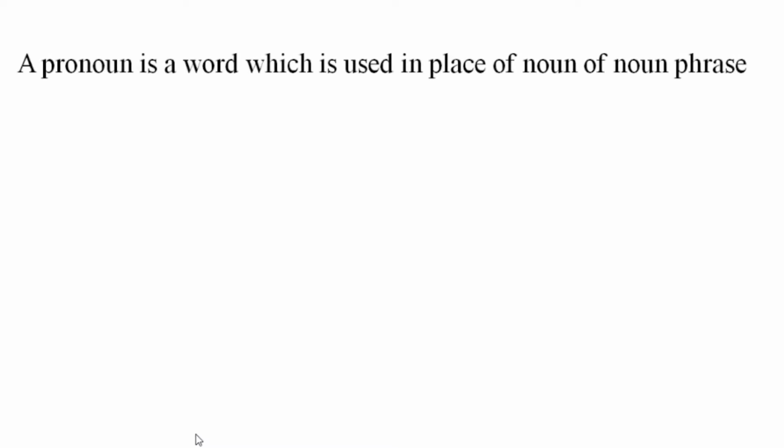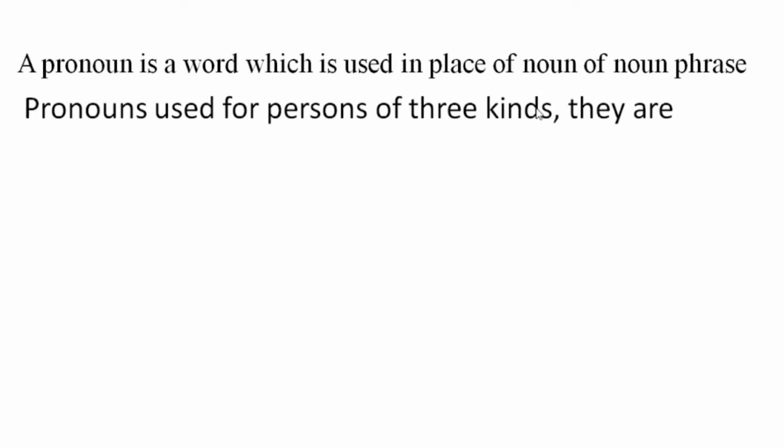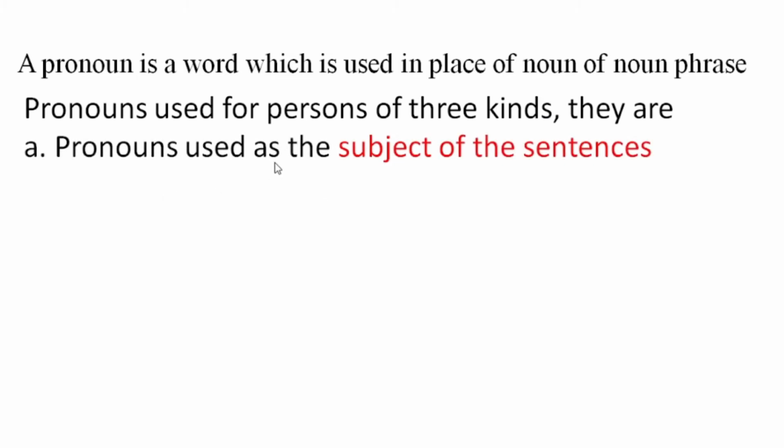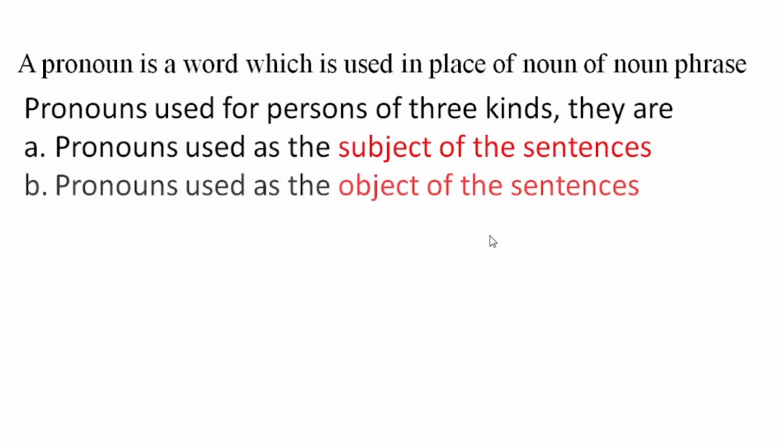Here we have the definition of the pronoun. A pronoun is a word which is used in place of a noun or noun phrase. Pronouns are used for persons of three kinds: pronouns used as the subject of sentences, pronouns used as the object of sentences, and possessive pronouns. So pronouns are used in three ways, that is as a subject, object and possessive.